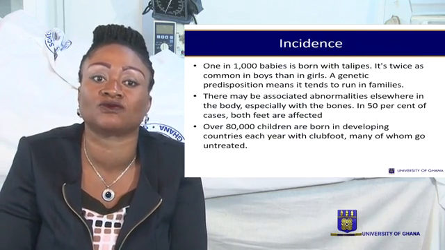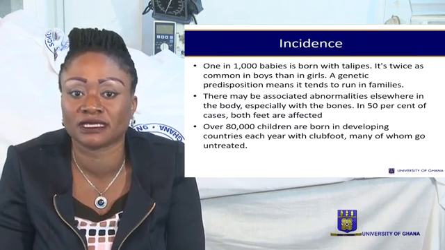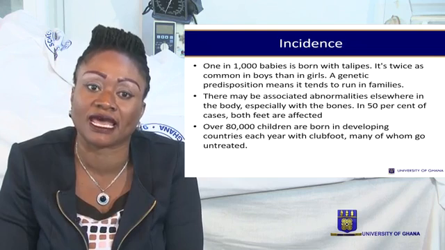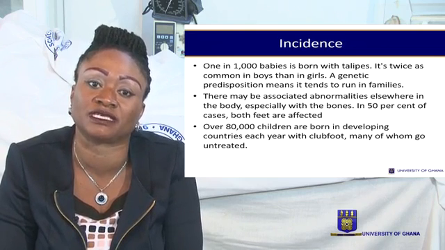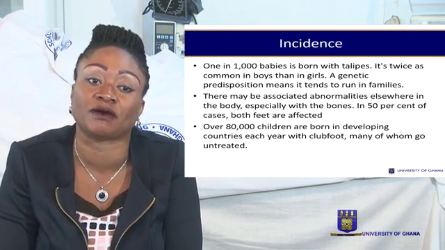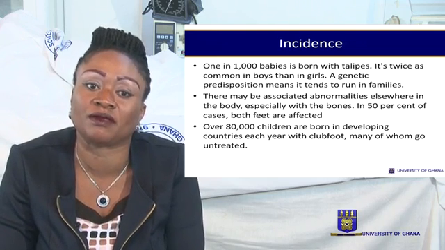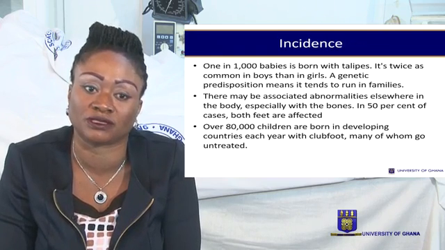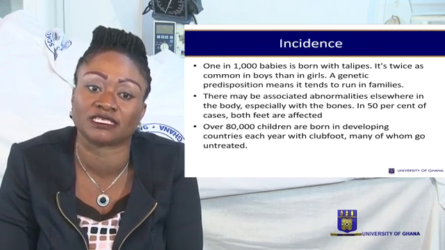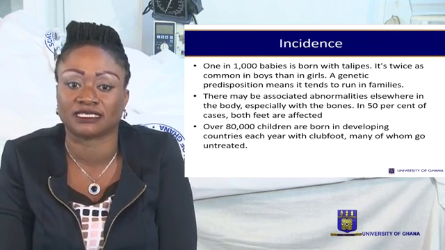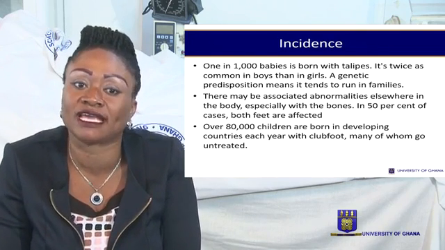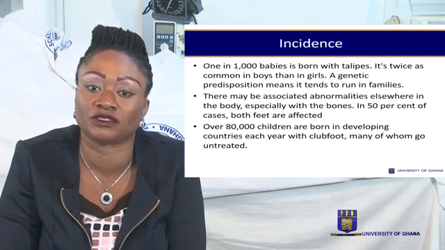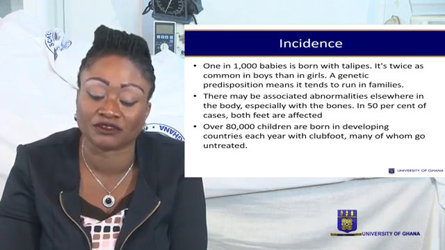The incidence is 1 in 1,000 babies, and it's twice as common in boys than in girls. Genetic predisposition means that it may run in families, and there may be associated abnormalities elsewhere in the body, especially with bones. In 50% of cases, both feet are affected. Over 80,000 children are born in developing countries each year with club foot, many of whom go untreated.